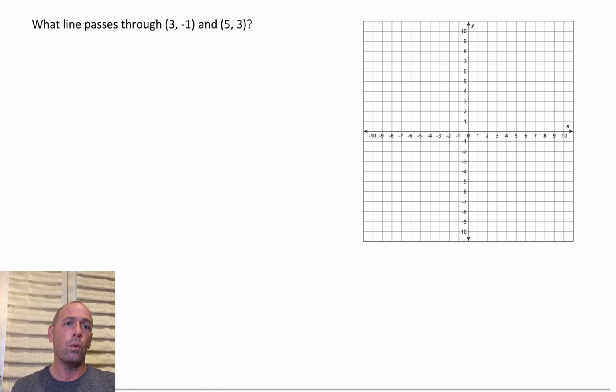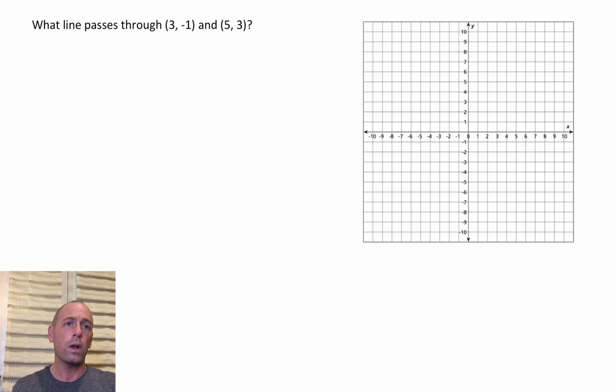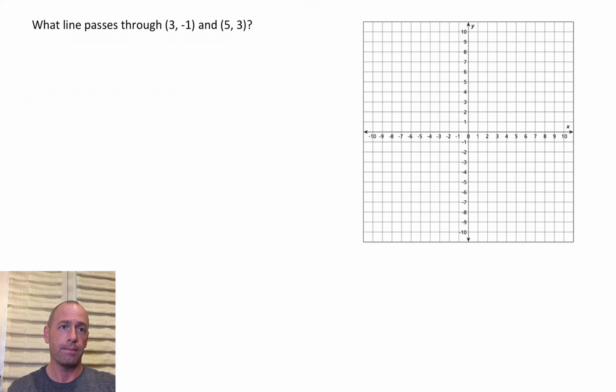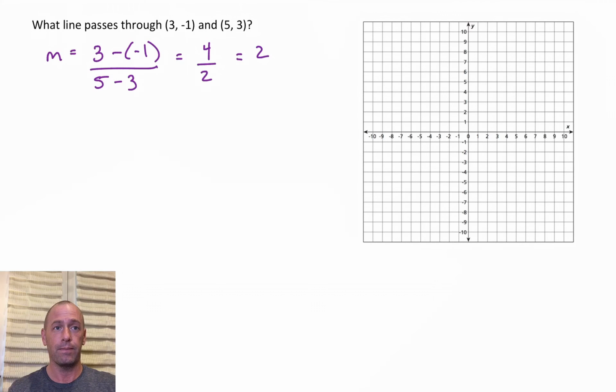So I'm going to do one more of these. What line passes through (3, -1) and (5, 3)? Well, if I'm going to write this in point-slope form, I'm going to need the slope. So y2 minus y1 would be 3 subtract -1. x2 minus x1 would be 5 subtract 3. So our slope is 2.